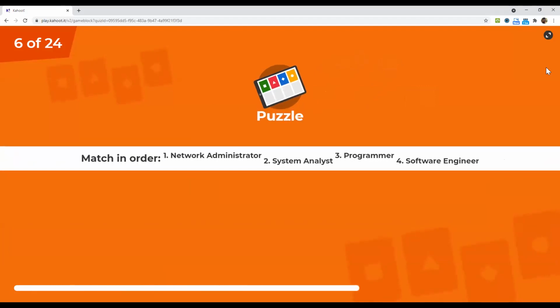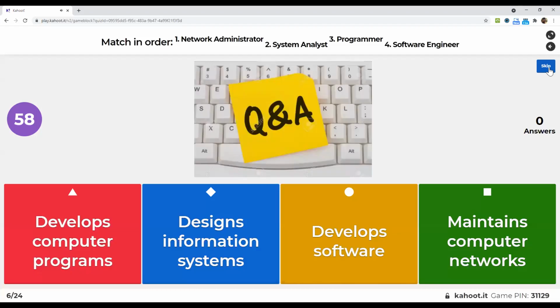So you have to match the order here. You can shuffle. You can change the order of this one. So you have to move here and there.